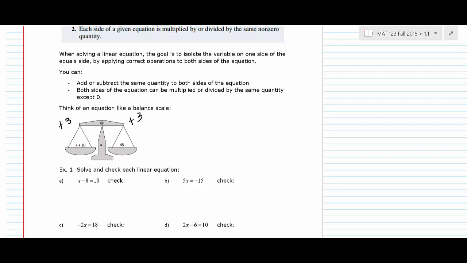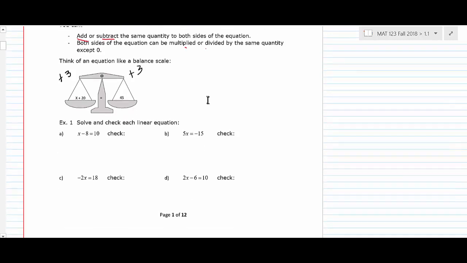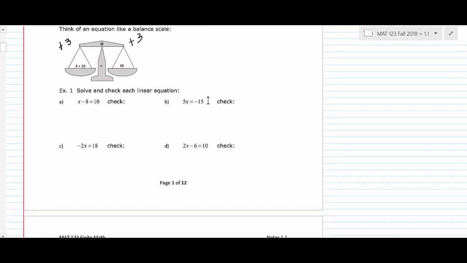You always do the same operation to both sides. What you typically do is add or subtract the same thing to both sides, or multiply and divide both sides. That's what we're going to focus on, okay? As I go through this, I like to ask questions of the class in general to pace myself and see what your knowledge is.